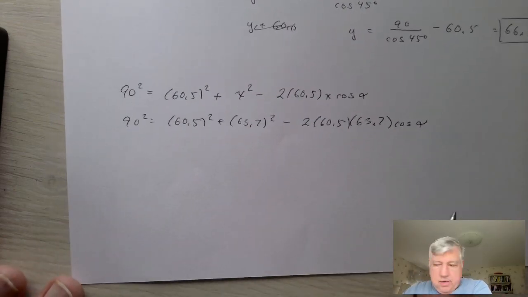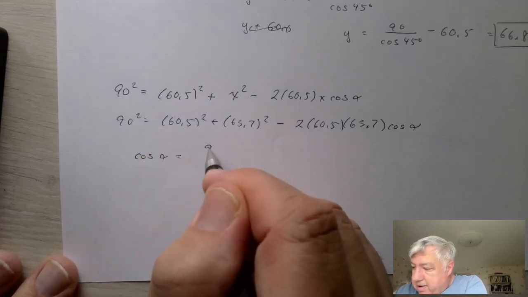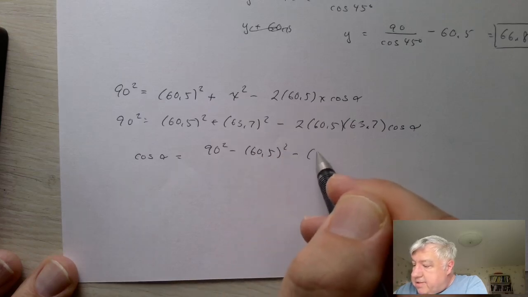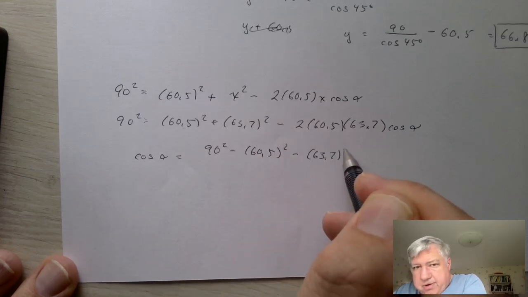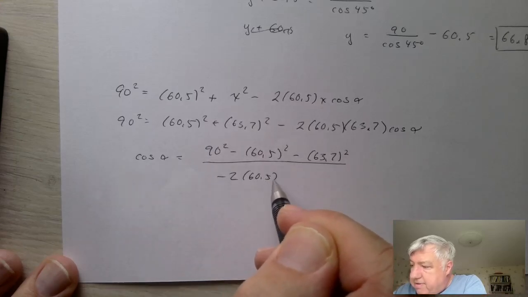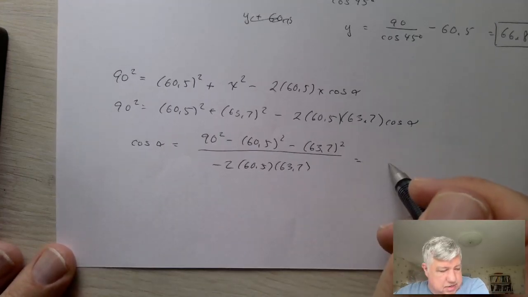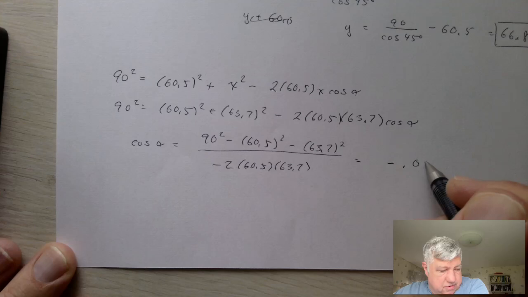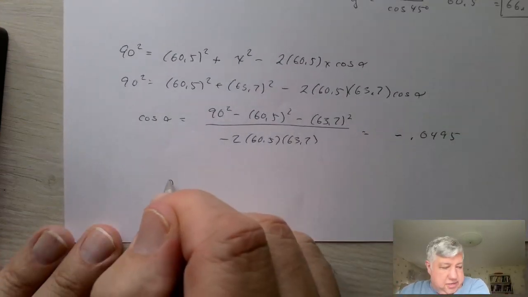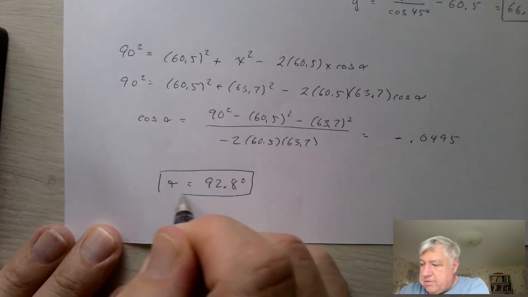And then do what we did before. So the cosine of alpha will be 90 squared minus 60.5 squared minus 63.7 squared over negative 2 times 60.5 times 63.7, and this turns out to be negative 0.0495. And then if you take the inverse cosine of both sides, it turns out to be 92.8 degrees. So almost 93 degrees.